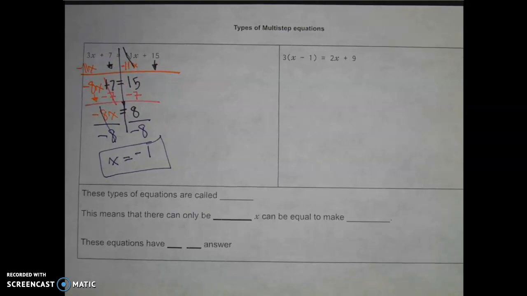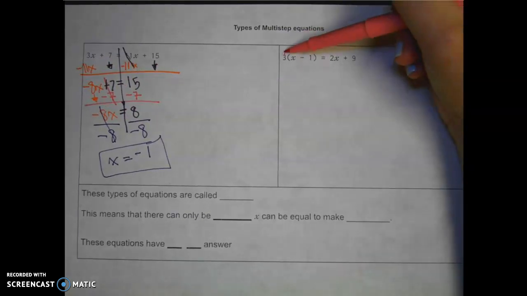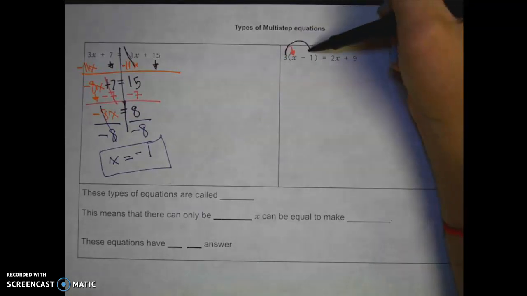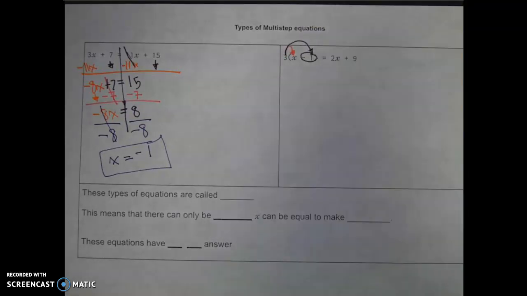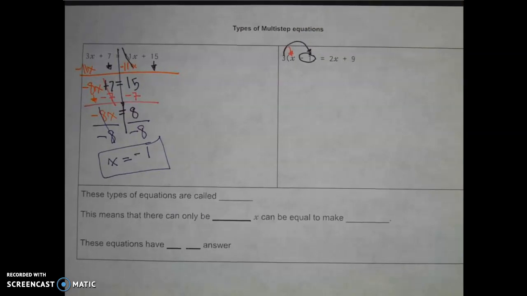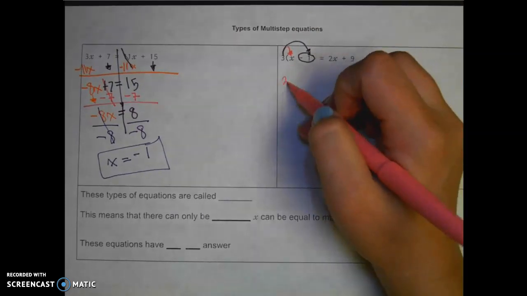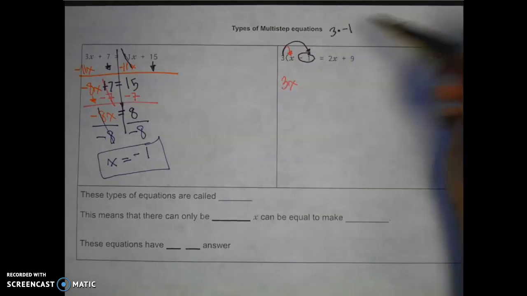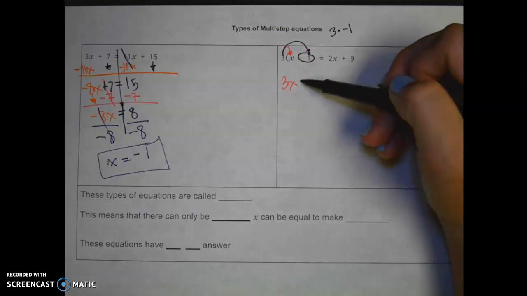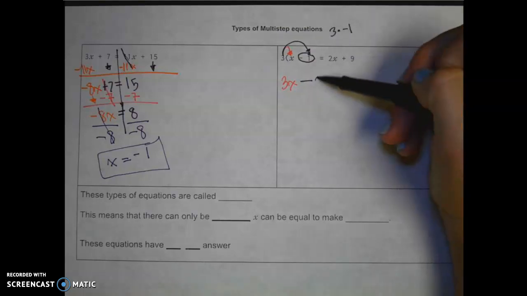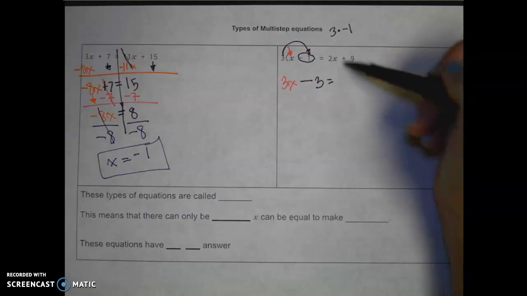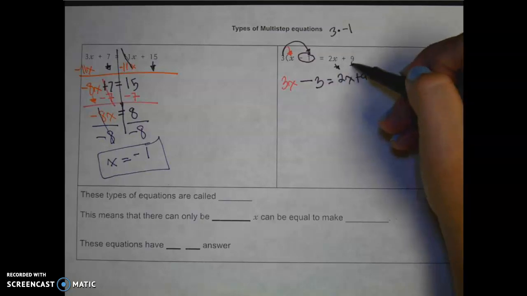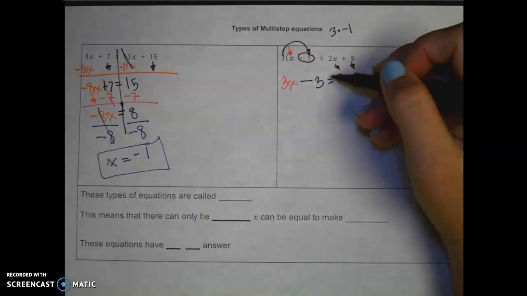Let's look at our second example. Distribute the 3 to the x. And make sure you distribute it to the -1. 3 times x is just going to be 3x. 3 times a -1, since they're opposite signs, it's going to be negative. 3 times 1 is 3. I didn't do anything to the right side, so bring it straight down so everything is in the same area. Now you can solve.